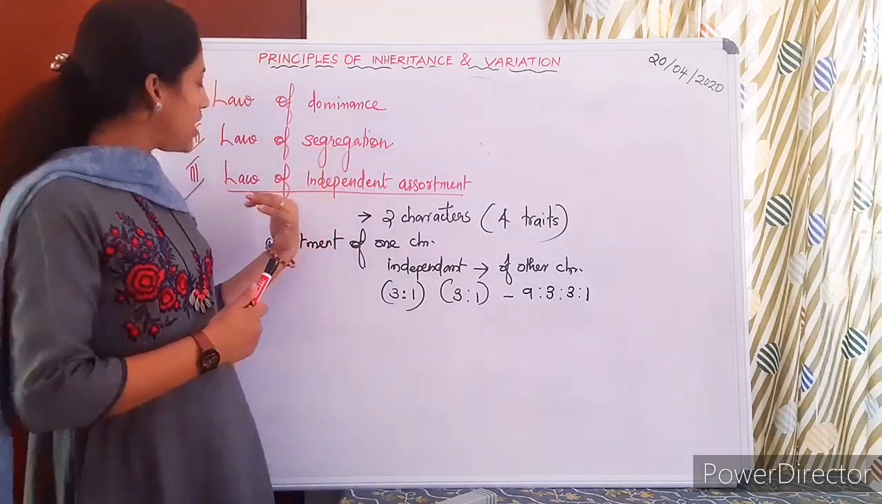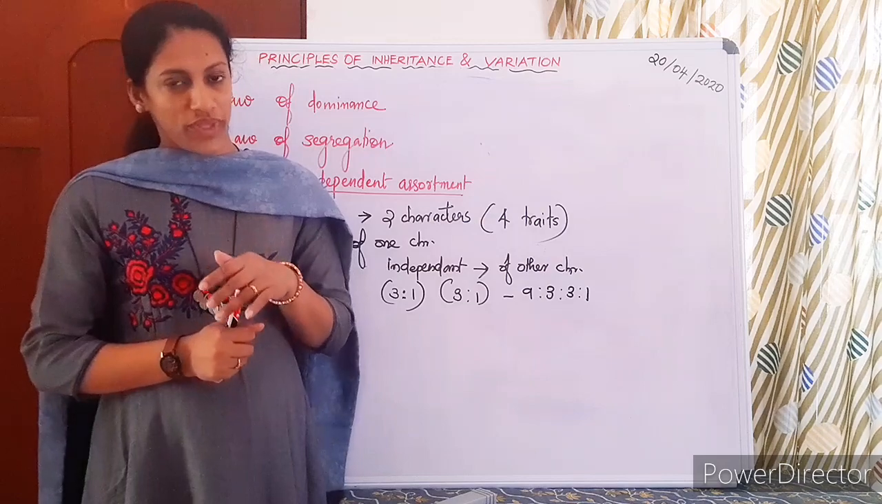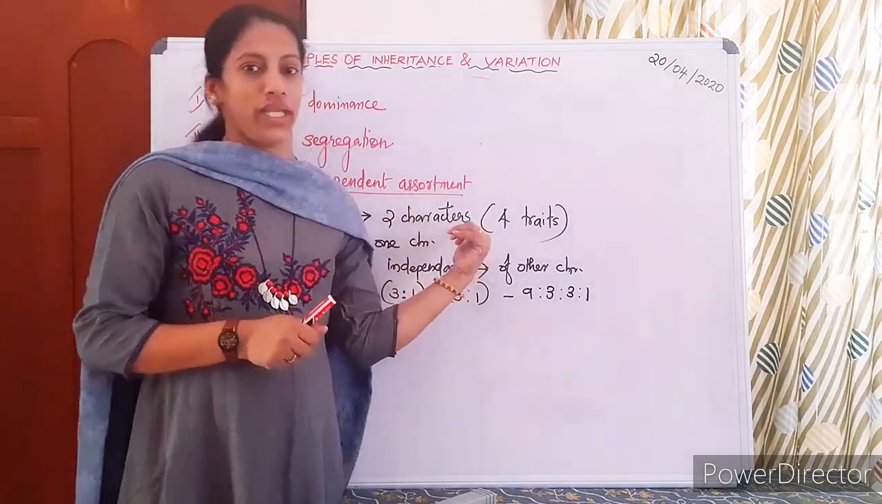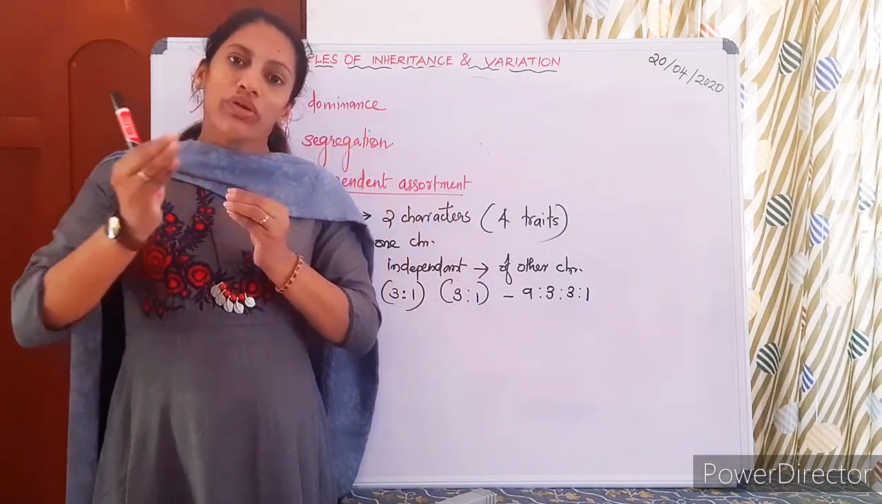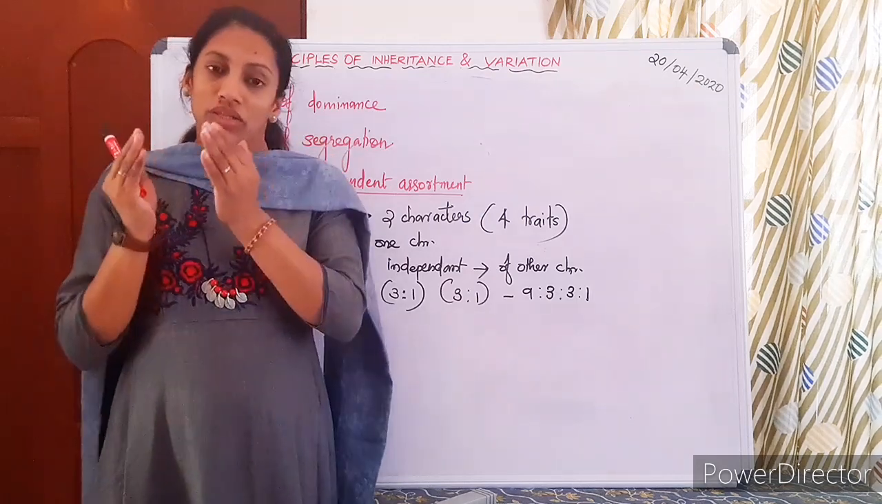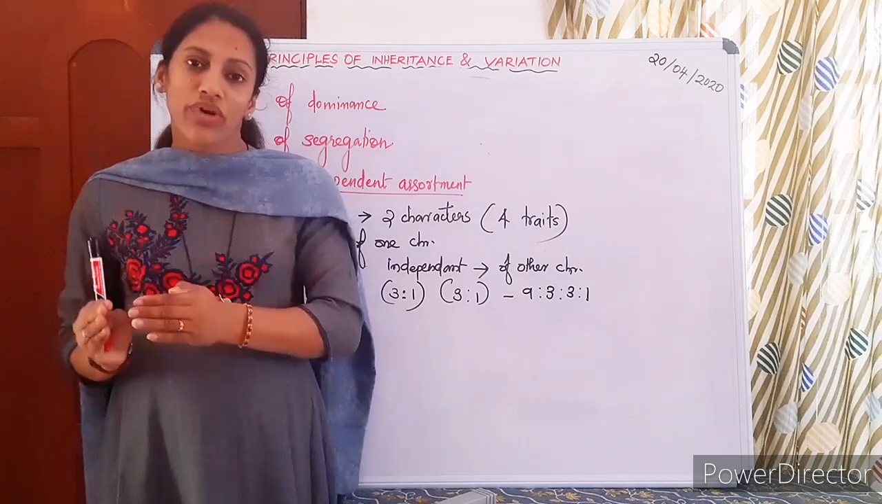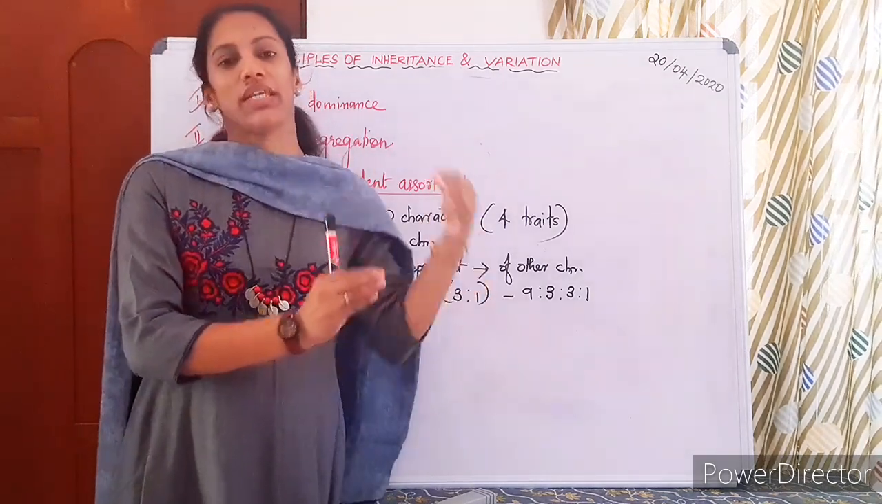Mendel formulated the law of independent assortment after the dihybrid cross. That means in a dihybrid, when we take two characters combined, the assortment of one character is independent of the other. That means the 3:1 ratio assortment of seed shape never influences the 3:1 ratio assortment of the seed color.